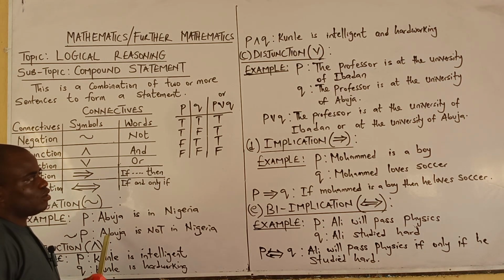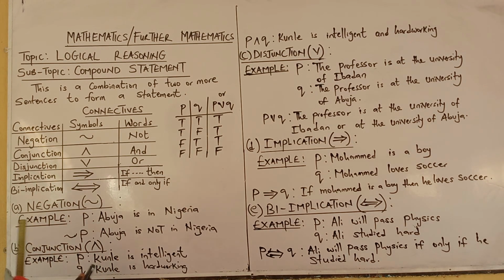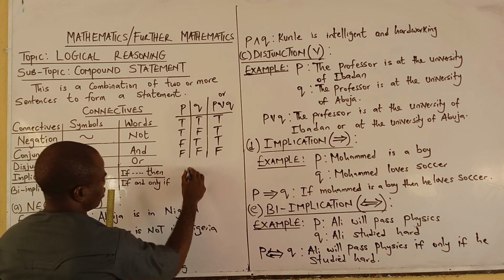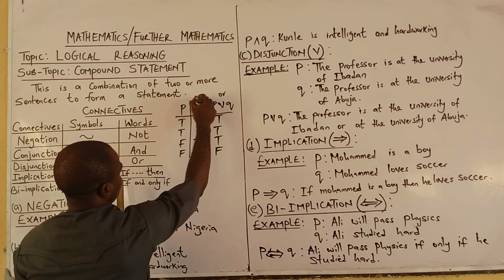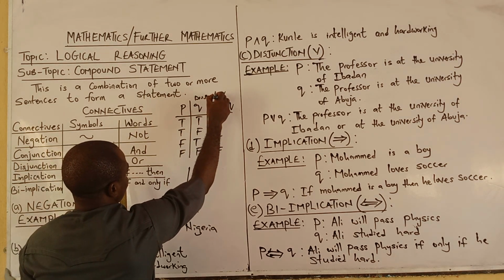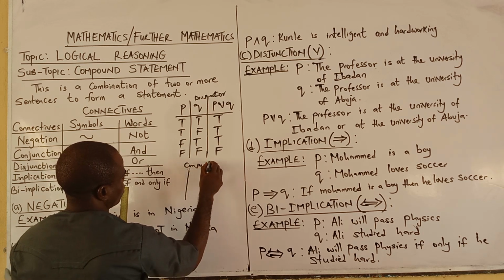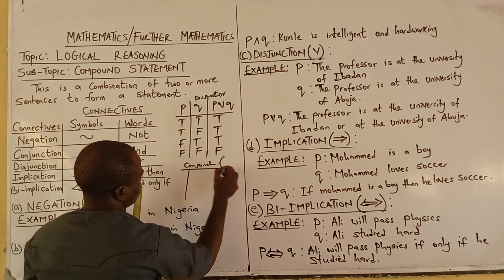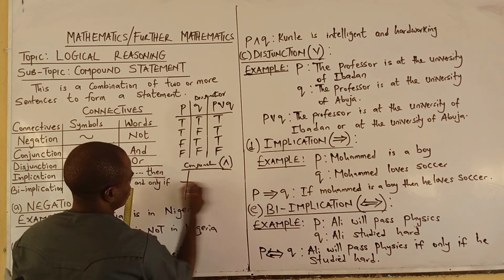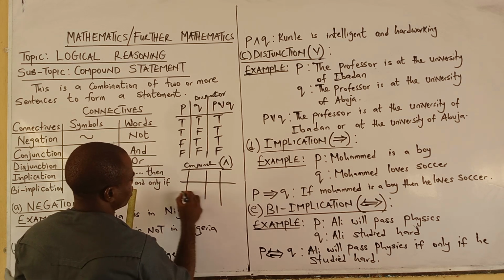Conjunction, let me put it down so that you see it. This is disjunction, disjunction, conjunction, which is the arrow pointing upward. Now I have something like this.